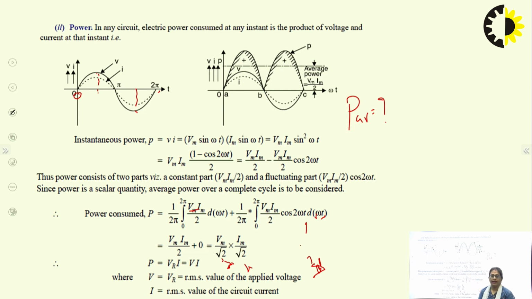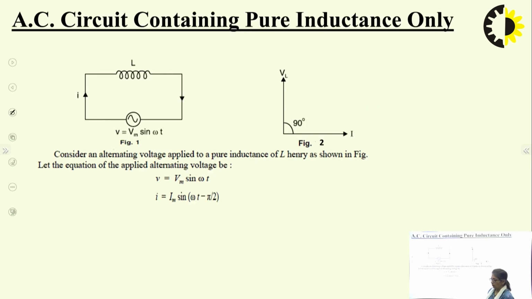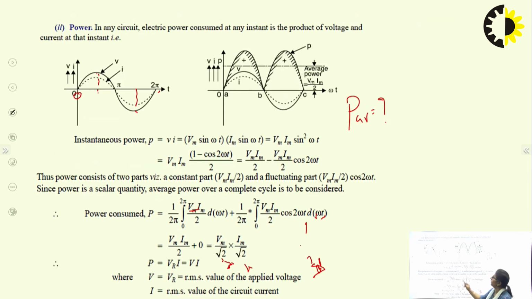We know for finding the average over a curve, we need the area under the curve divided by the length of the base of the curve, right? The base of the curve is 2 pi. So I am making it 1 upon 2 pi, integration 0 to 2 pi, Vm Im by 2 d omega t, and once again Vm Im by 2 cos 2 omega t d omega t, the two components. If I integrate it over a complete cycle, this is cos 2 omega t, so this component is going to get 0.